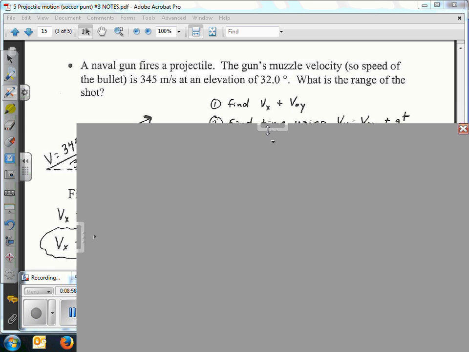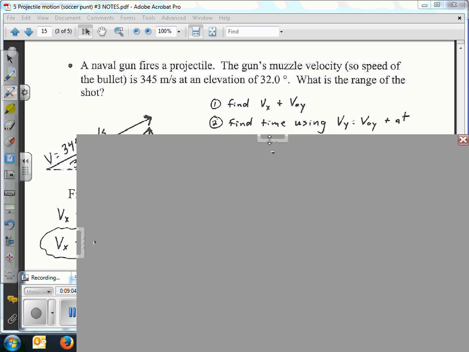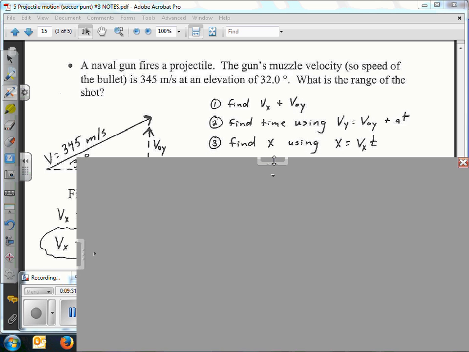Okay, let's see. Oh, look. First thing is the same as before. Find the x and y, so split that vector into its components. The second thing, find time using the y velocity, because that's what's going to determine how far in the x direction it gets to go. Third thing, find x using, really, the second kinematic equation, but there's no acceleration, so it boils down to x equals v sub naught t. The 1/2 at squared zeroes out. Okay? So there's your plan. See if you can do it.